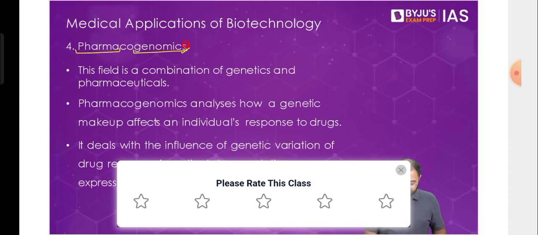So that's why it is a combination of genetics and pharmaceuticals. How genetic makeup affects an individual's response to drugs is what we study as a part of pharmacogenomics. And this pharmacogenomics also becomes very, very crucial, and it's a very important application of something called DNA fingerprinting. DNA fingerprinting is something that we are going to discuss in tomorrow's class.